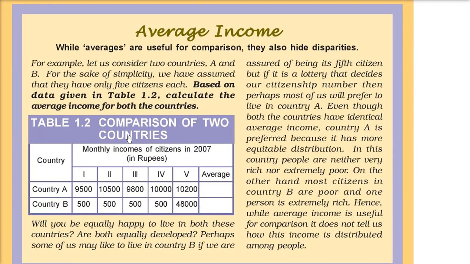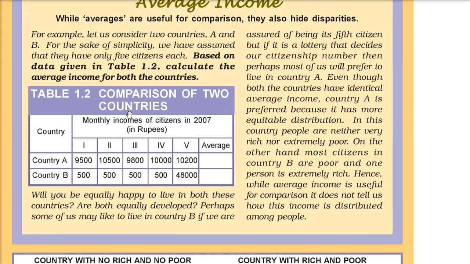Now the thing that comes here is the average income. Averages are very helpful, but there are certain disparities. I'll tell you how. Let us compare two countries. Let us assume there are two countries and they have 5 citizens each. Country A has 5 citizens, 1, 2, 3, 4, 5. Country B has 1, 2, 3, 4, 5.